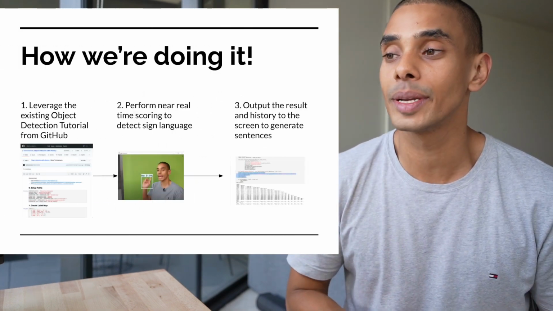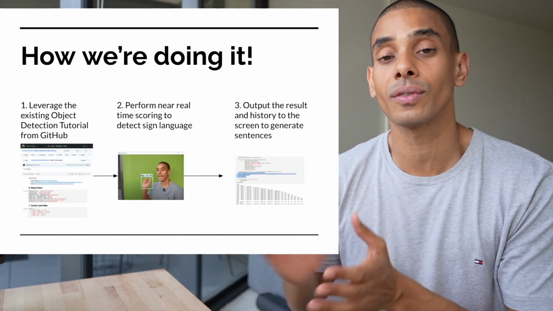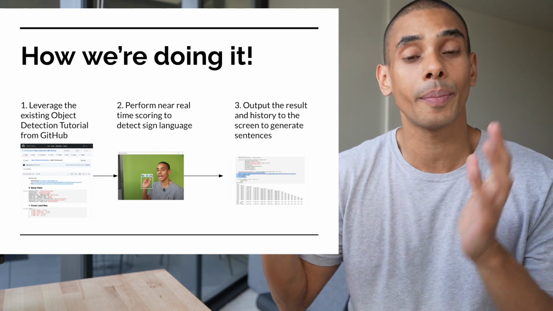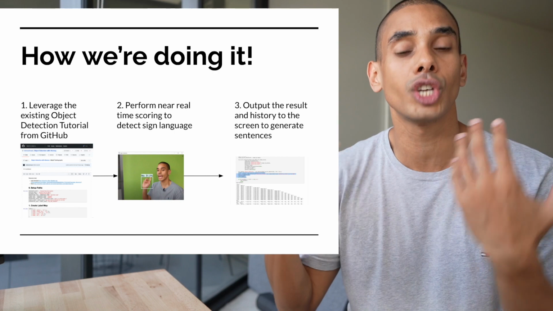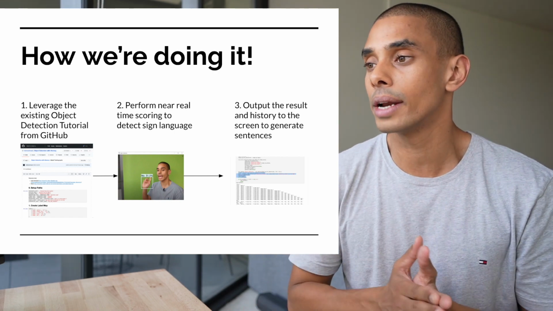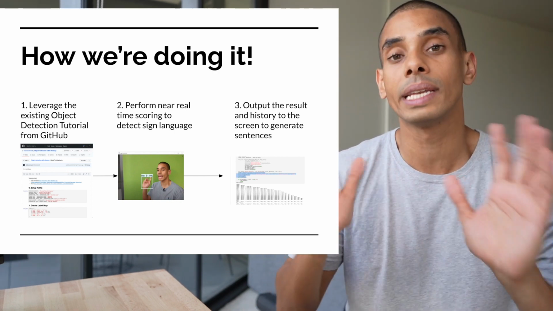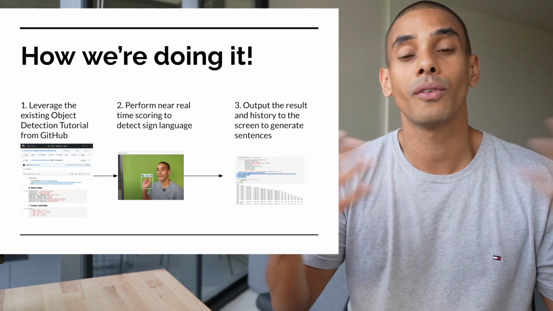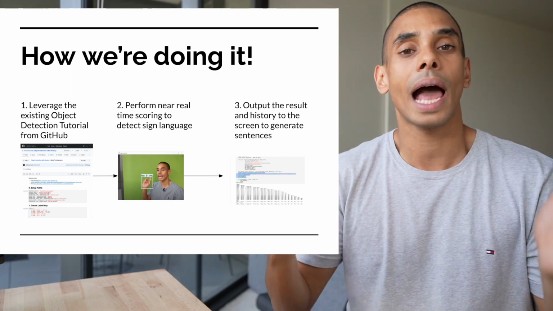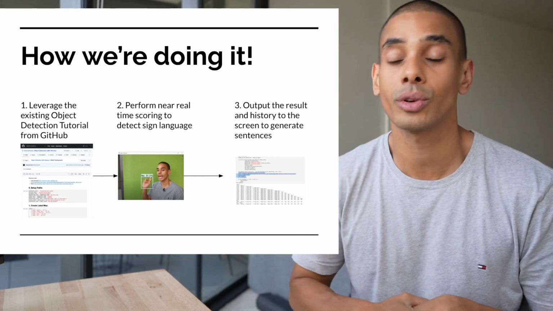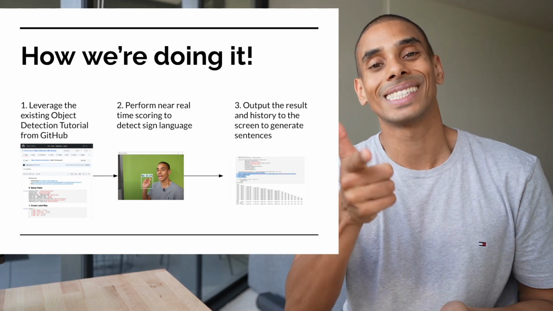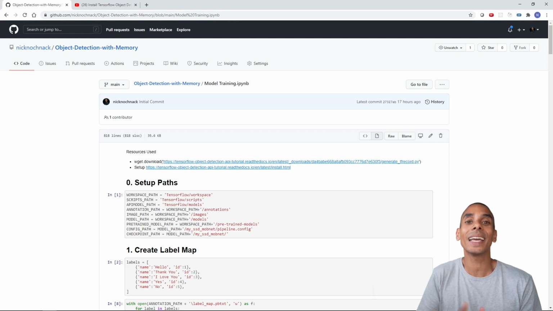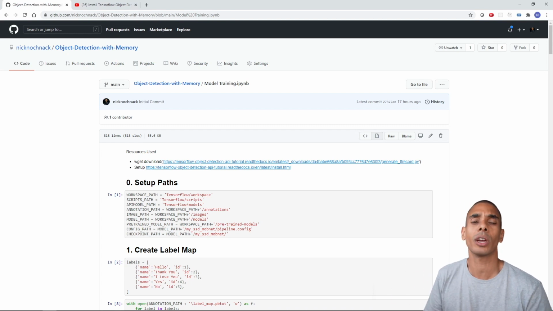First up, what we're going to be doing is leveraging the existing TensorFlow object detection tutorial that we prepared for our sign language model. And I'll show you where to get that from GitHub if you're just getting started with this. Then what we're going to do is perform real-time or near real-time scoring to be able to perform a number of detections, and we'll then attach that to our history so we can go ahead and print it out. Ready to do it? Let's get to it.